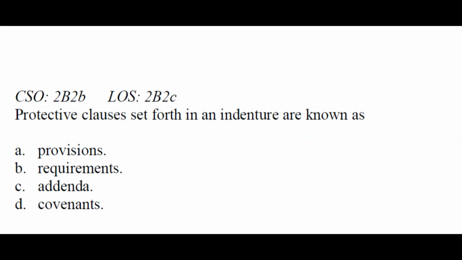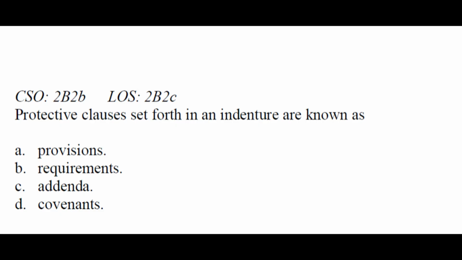This question tests understanding of bond indentures and the protective clauses included in debt agreements. A bond indenture is a legal contract between the bond issuer and bondholders that specifies the rights and obligations of both parties. To protect investors and reduce the risk of default, indentures often include protective clauses, which restrict certain actions of the issuer. These protective clauses are known as covenants.